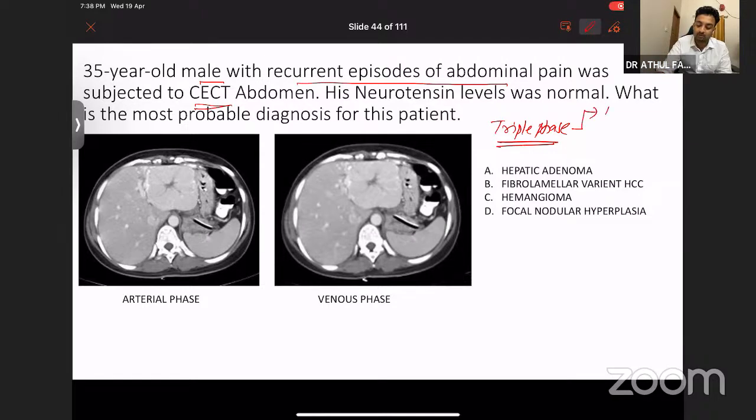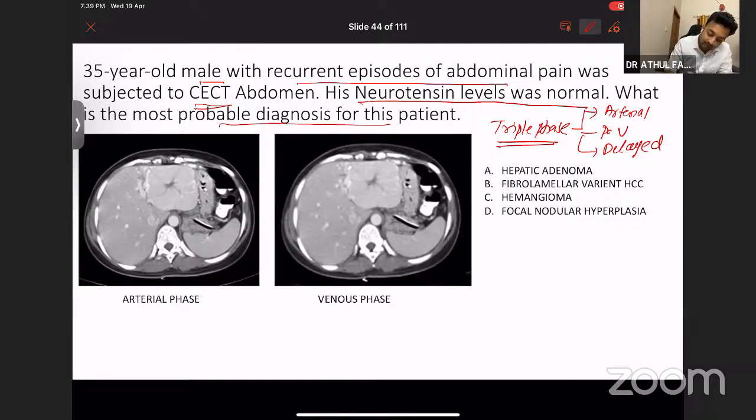So it consists of arterial phase, portal venous phase, and delayed phase. I am repeating this multiple times because it is that important. Okay. So in this phase, for this patient, neurotensin levels were normal. So that is a very important point. What is the most probable diagnosis for this patient? So this is the question here.